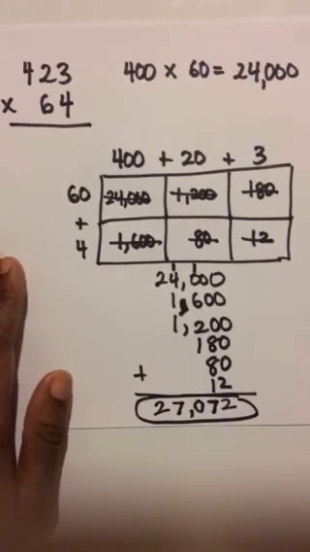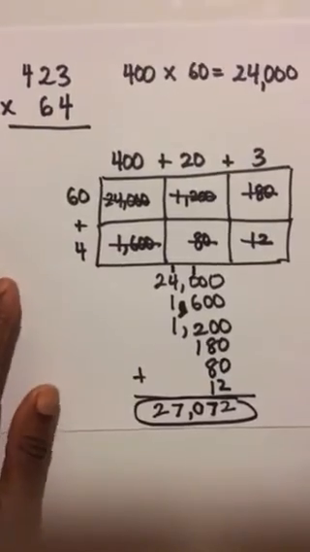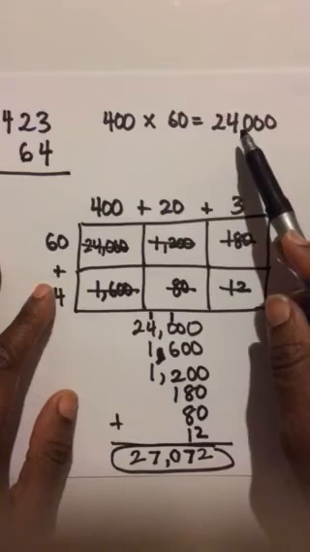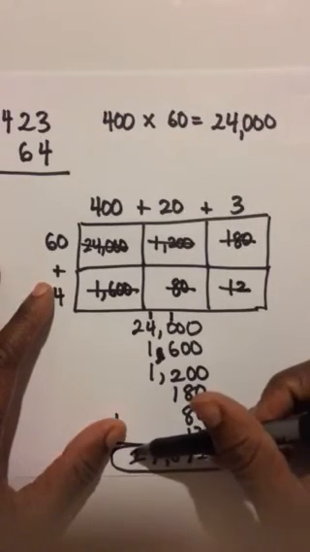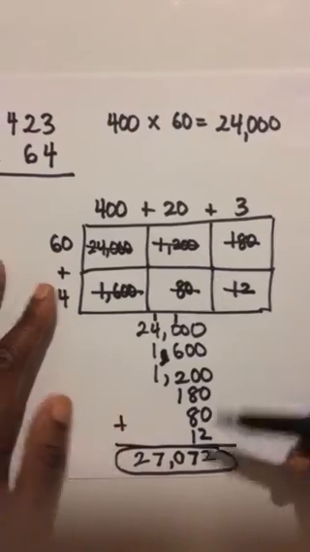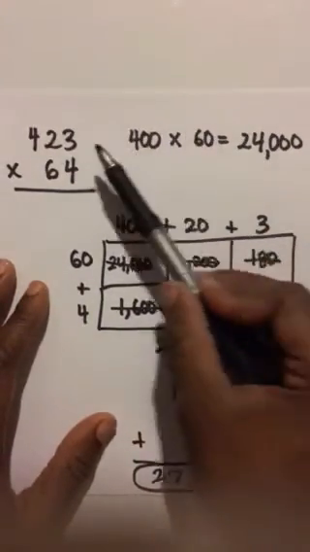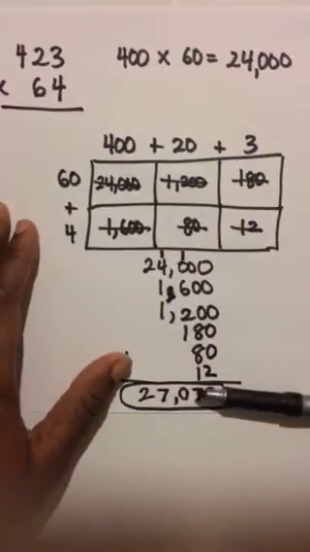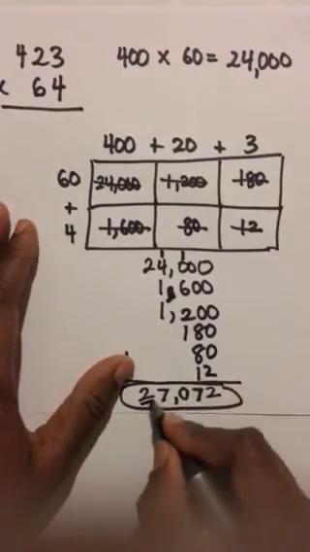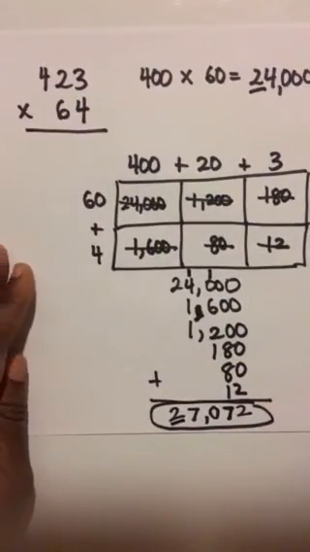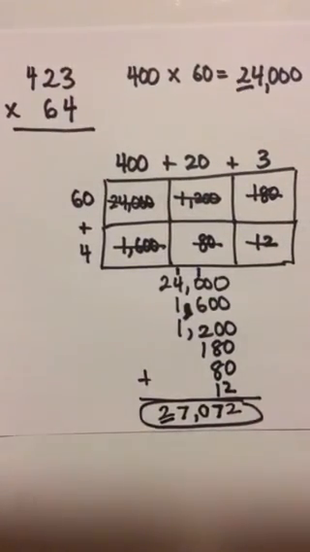So 423 times 64 is 27,072. Looking back at my estimate, which is to the nearest 1,000, 27,072 would actually round to the benchmark 27,000. But remember that we rounded to the lower benchmark, and so our actual product is actually higher. They both have 20,000, so I feel like I'm in the same benchmark or ballpark, so I'm comfortable with my product.